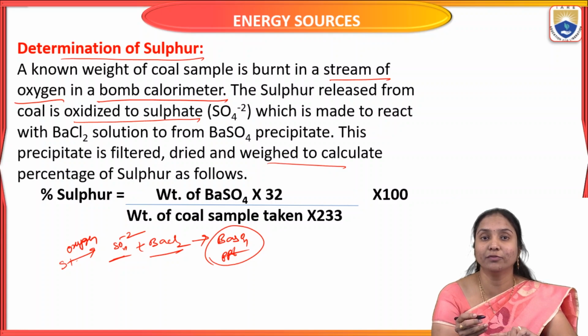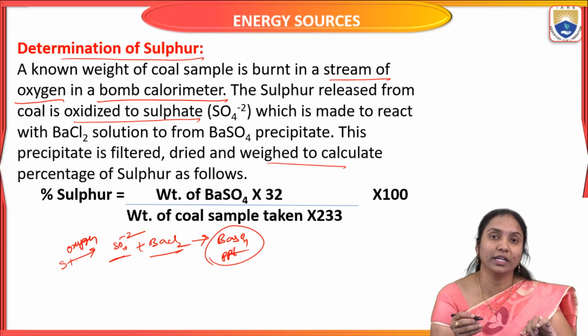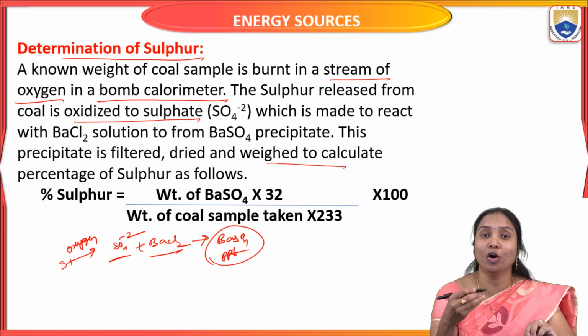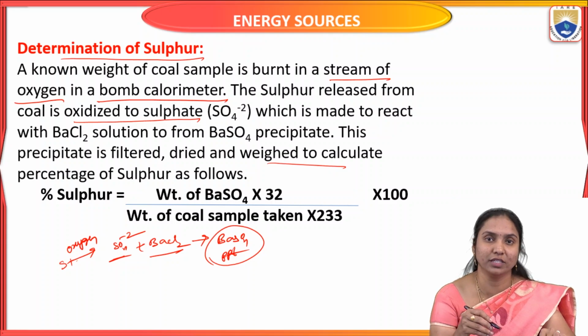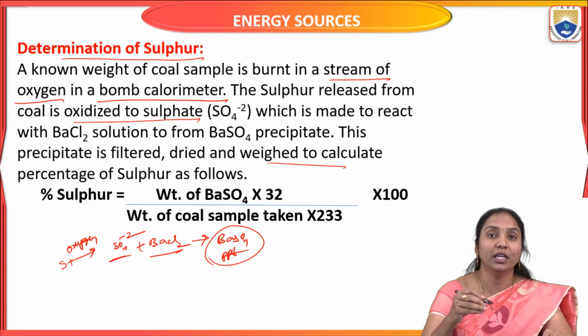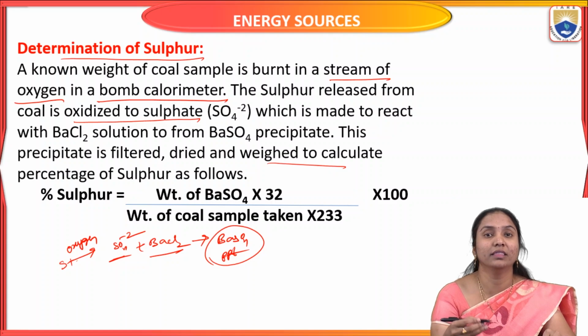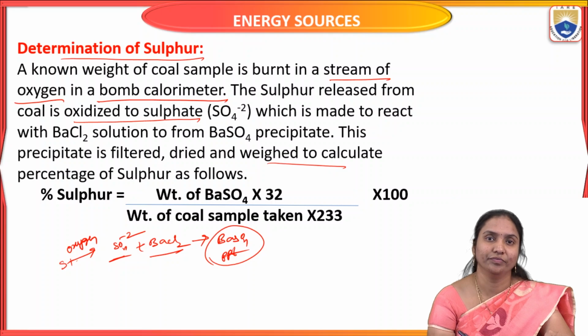A known weight of coal sample is taken in this heating tube and burned in a bomb calorimeter in the presence of oxygen. If sulfur is present in this coal sample, it reacts with oxygen and produces sulfates, which immediately react with barium chloride to form barium sulfate precipitate. This precipitate is filtered, dried and the barium sulfate weighed. That is expressed as the percentage of sulfur present in the coal sample.